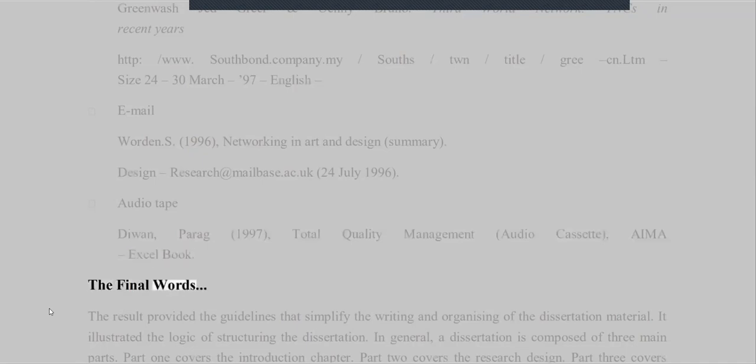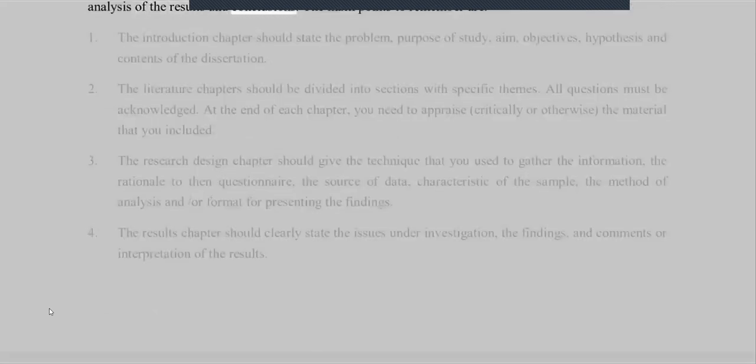The final words. The results provided the guidelines that simplify the writing and organizing of the dissertation materials. It illustrated the logic of structuring the dissertation. In general, a dissertation is composed of 3 main parts. Part 1 covers the introduction chapter. Part 2 covers the research design. Part 3 covers analysis of the results and conclusions.